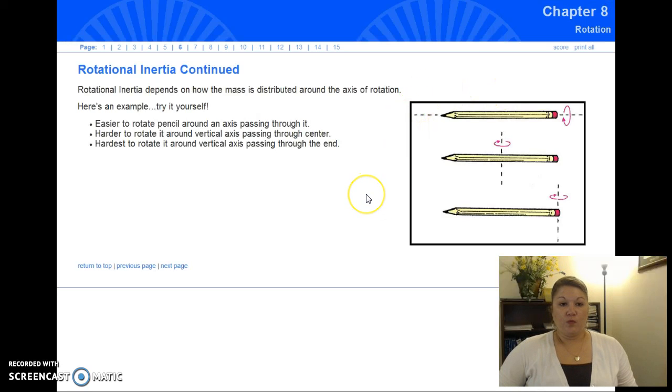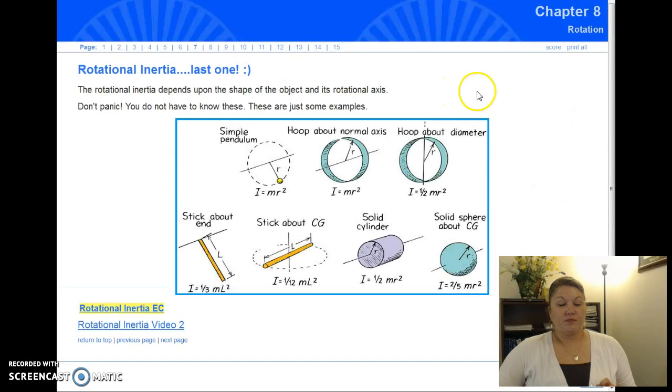We talked about rotational inertia depending on how the mass is distributed around the axis. Check out this picture, because we've got 3 different axes of rotation given by the dotted lines. Actually, pick up your pencil and try this to see what I mean. It'll really help you understand. Rotational inertia is different for different objects of different shapes and different mass distributions. Don't panic, you don't have to know everything in the picture. It's just to give you an example, a working knowledge of what I'm talking about.